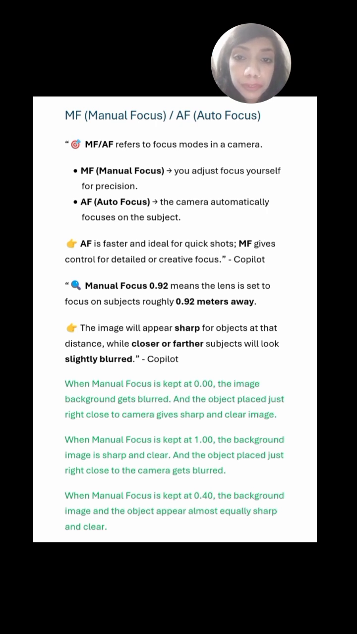For the manual focus, you have to adjust your phone or camera to a certain angle, and then through manual focus, you're going to find that particular number, and find whether you want the clear image or the blur image. If you put it at 0.00, the lowest value, it's going to make the whole image blur.